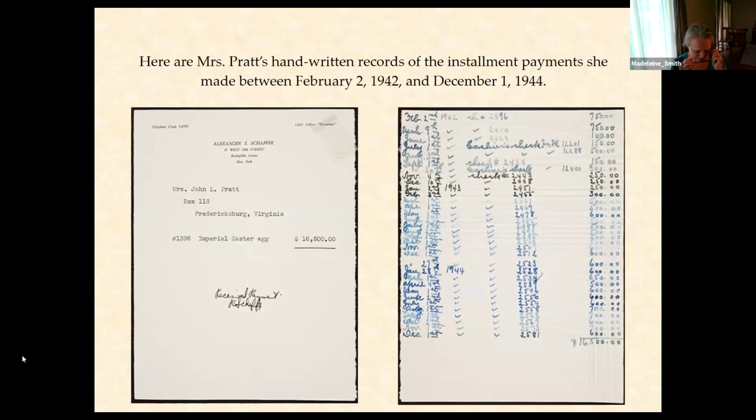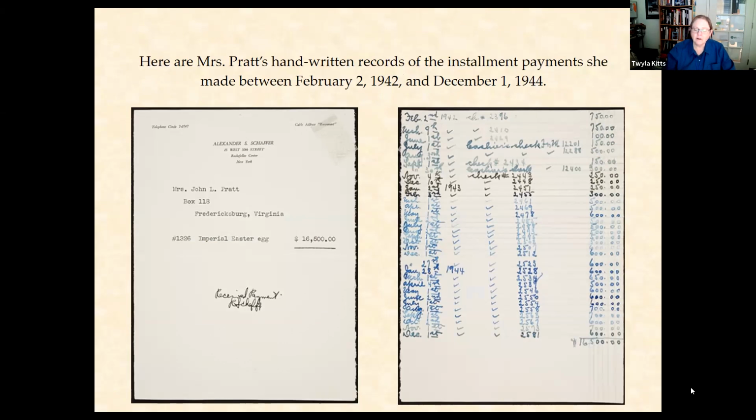All right. So these are Mrs. Pratt's handwritten records of the installment payments that she made between February 2nd, 1942 and December 1st, 1944. So she was watching her pennies, trying to figure out what to do. By the way, the house that they lived in, called Chatham in Fredericksburg, is now owned by the Park Service. It goes back to Revolutionary times. It's probably the only place in the entire country that both George Washington and Abraham Lincoln spent time in. And actually Walt Whitman as well, because it was a hospital during the Civil War.